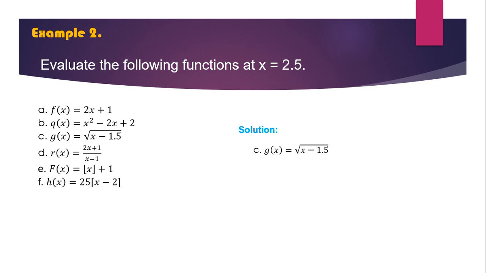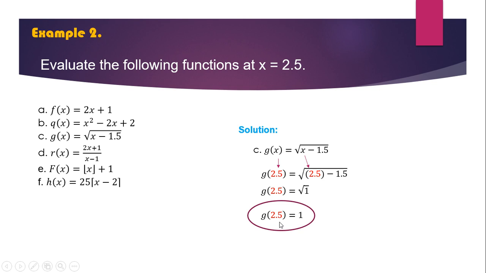C is g of x is equal to the square root of x minus 1.5. Substitute the value of x. So g of 2.5 is equal to the square root of 2.5 minus 1.5. So it becomes 1 because 2.5 minus 1.5 is just 1. So g of 2.5 is equal to the square root of 1. Then the square root of 1 is just equal to 1. Therefore, the answer in letter C, g of 2.5 is just equal to 1.